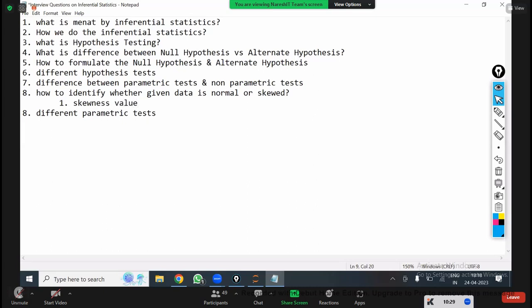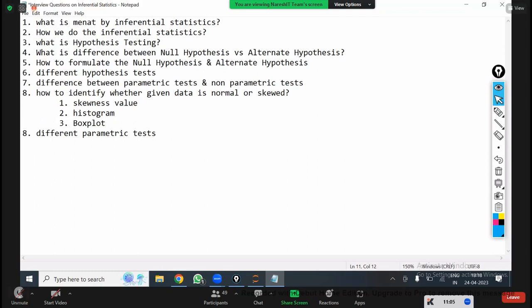And next question, is there any hypothesis test to check whether data is normal? Yes, there is one test available. That test is called the Shapiro test. Today I'm going to show you this. Using the Shapiro test also, we can check whether the data is normal.